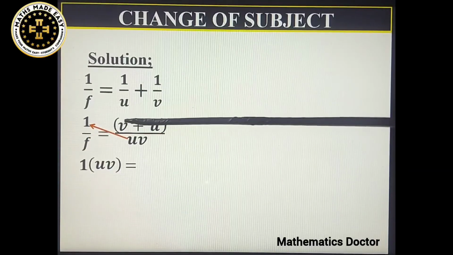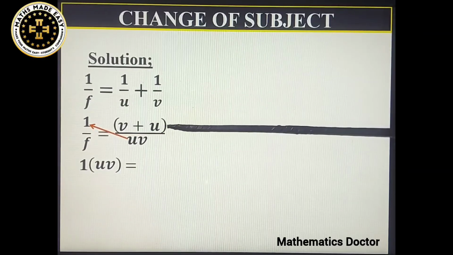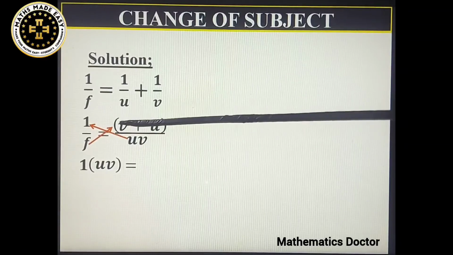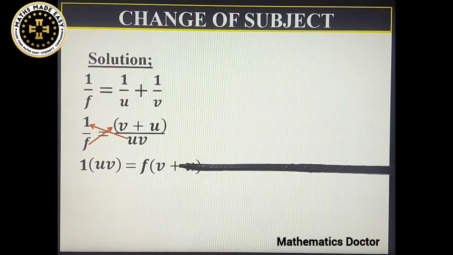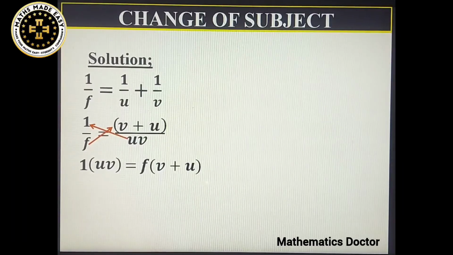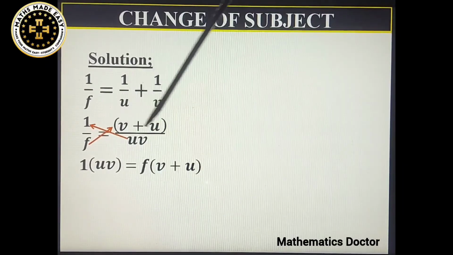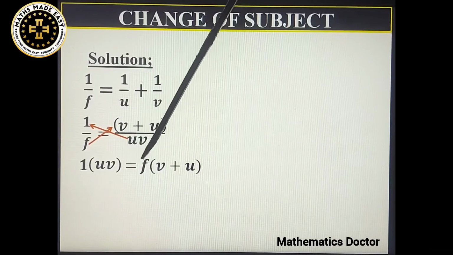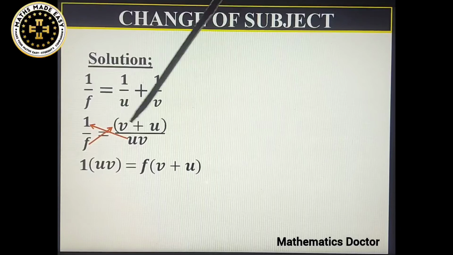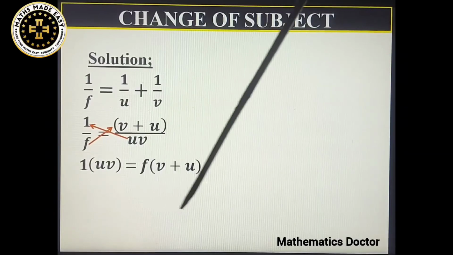Moving to multiply v plus u, which is in the bracket. So f will move to multiply v plus u, and this is how it's going to be: f multiplying v plus u. Now, the reason why we placed v plus u in the bracket is to consider it as a single term so that the f can multiply both the v and the u. So this is what we get at the end of the day.